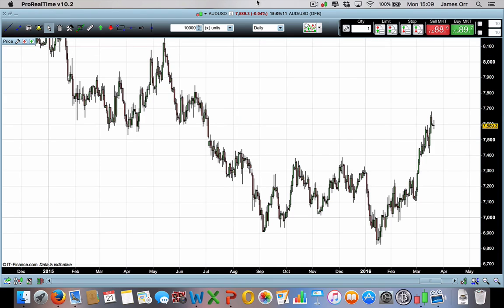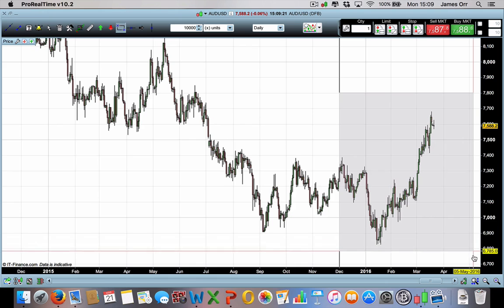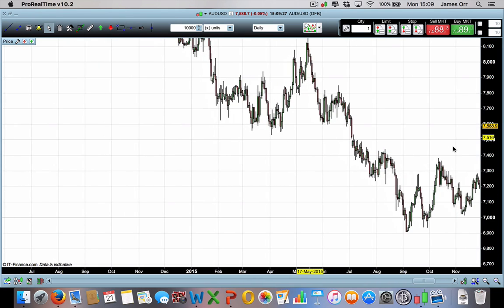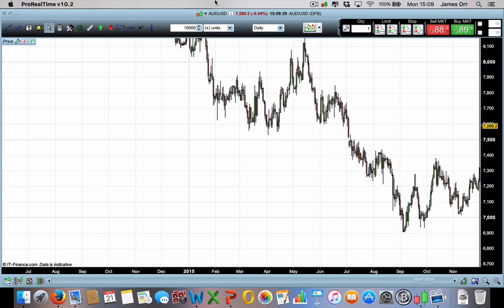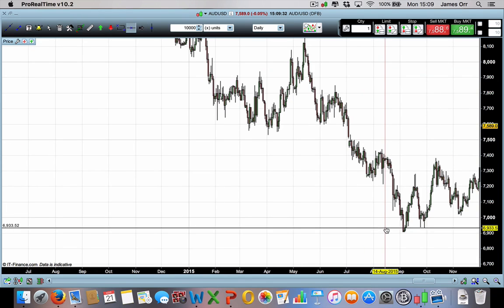Okay, so now we're on the Australian dollar, US dollar. I'm just going to do the exact same thing again. I'm going to mark our future. This is what we can't see. It's from the 1st of December again, just keeping it the same. And then I'm going to mark in support and resistance. I'm just going to do it quickly.